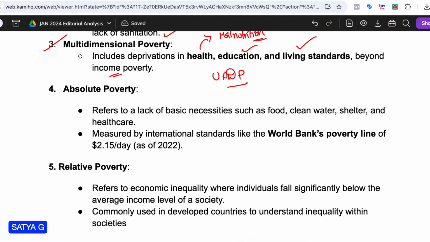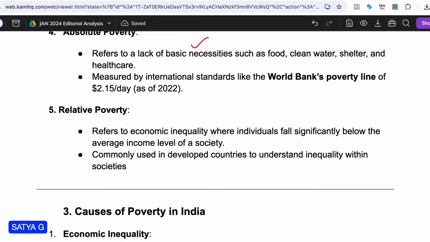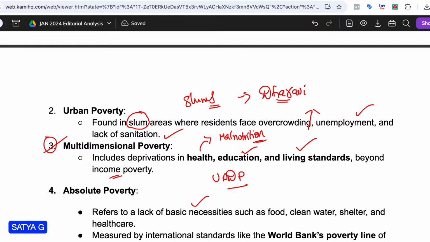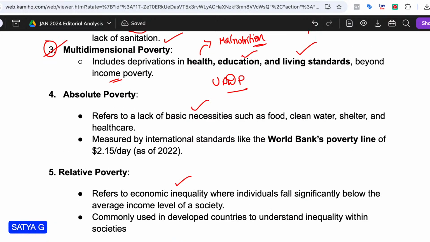And absolute poverty means basic necessities, as we discussed, that we all know. And relative poverty refers to income inequality, right? Whether average income, low income, or high income. So these are the basic concepts regarding types. What we need to give importance to is the current one, that is multidimensional poverty. You should write it in the examination and have this type of awareness. Is it okay, friends? Yes.